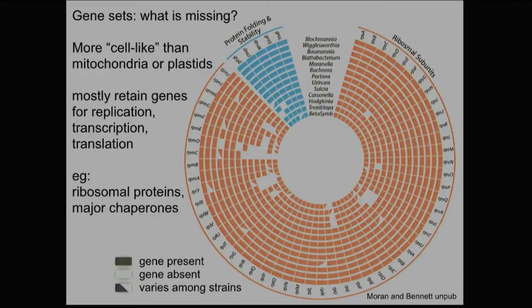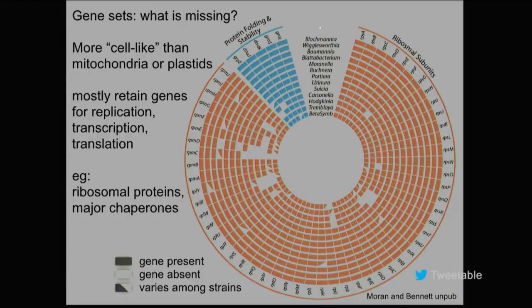So what is missing? Well, some people immediately say these are just organelles, and it's fine if you want to call them that. I'm happy about, you can call them that. But they're quite different from mitochondrial and plastid genomes. They're much more cell-like than those. They mostly retain genes for replication, transcription, and translation, at least the core genes. For example, ribosomal proteins pretty much are contained.